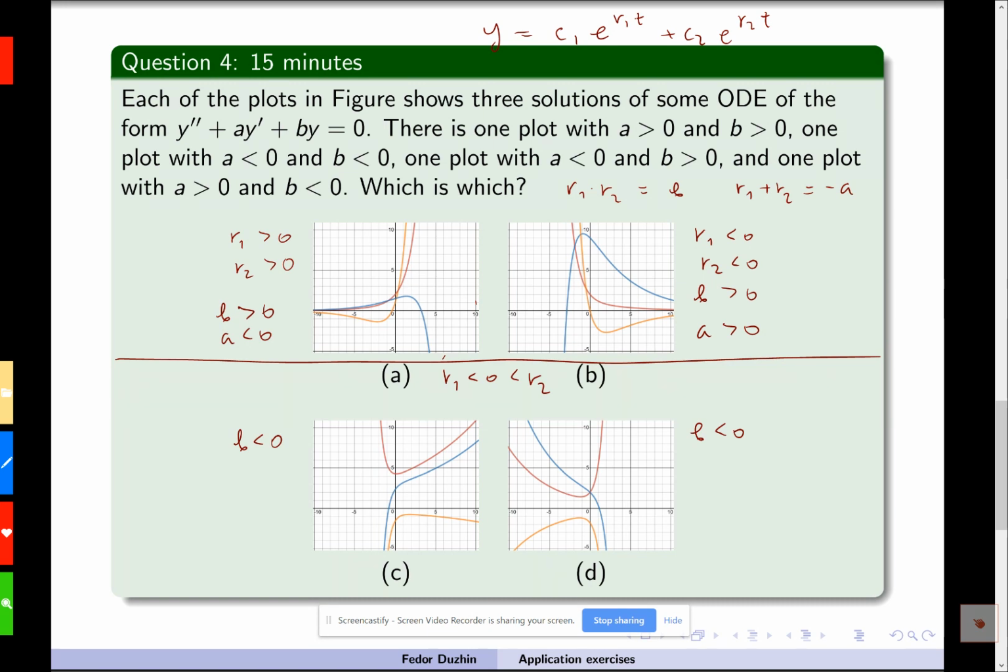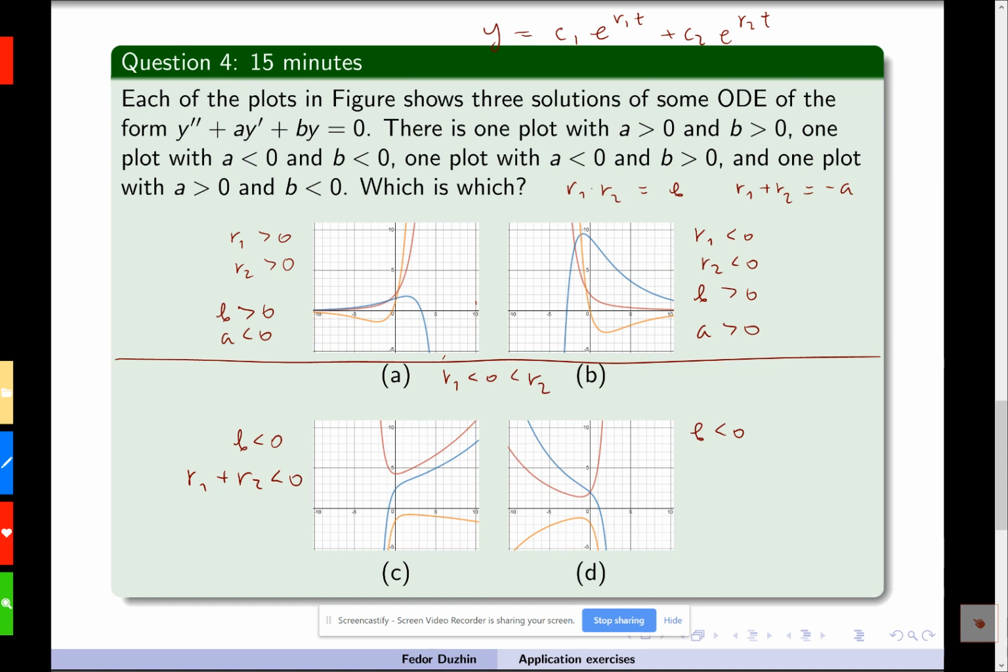Now, notice that what we see in C is that solutions, when t goes to infinity or to negative infinity, in both cases, tend to be unbounded. So they approach plus or minus infinity. Only in C, they approach negative infinity faster than they approach positive infinity. And if they approach negative infinity faster, it means that the negative root is bigger in magnitude than the positive root. And if the negative root is bigger in magnitude than the positive root, then the sum of the two roots, r1 plus r2, is negative.